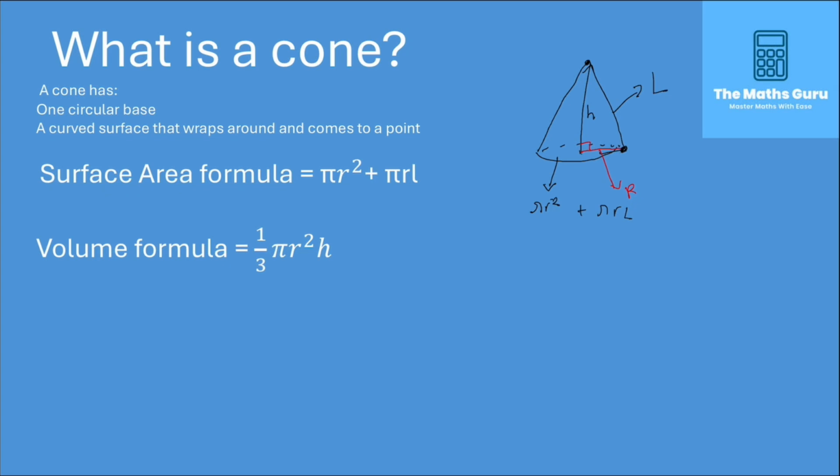Okay, moving on to volume of the cone, the formula is 1/3 pi r squared h. And if we were to think about it, it's very similar to any prisms that we might find the volume of, or any pyramids we might find the volume of.